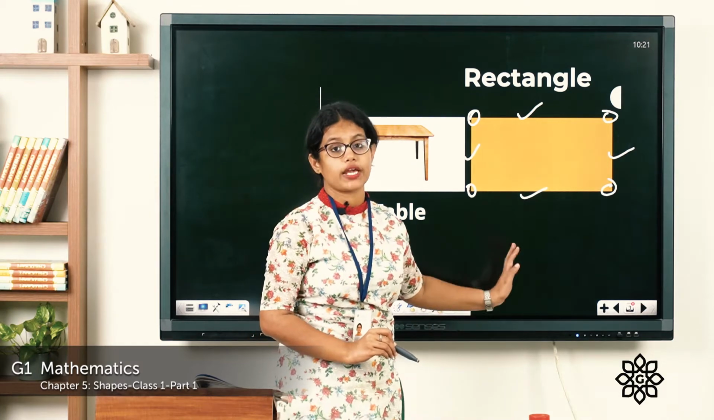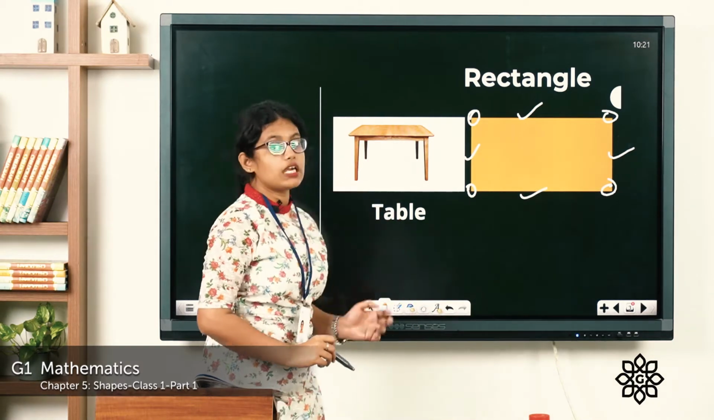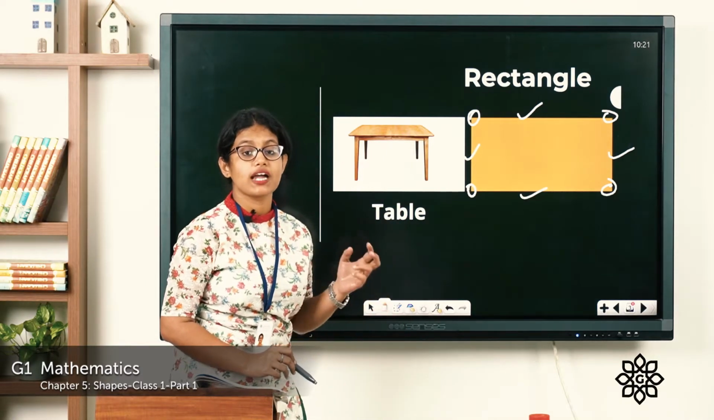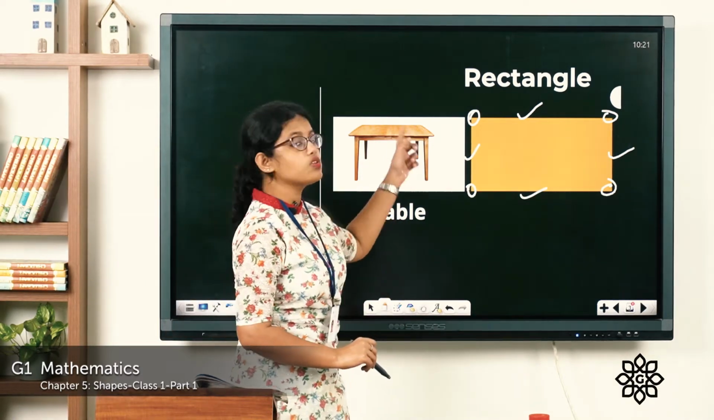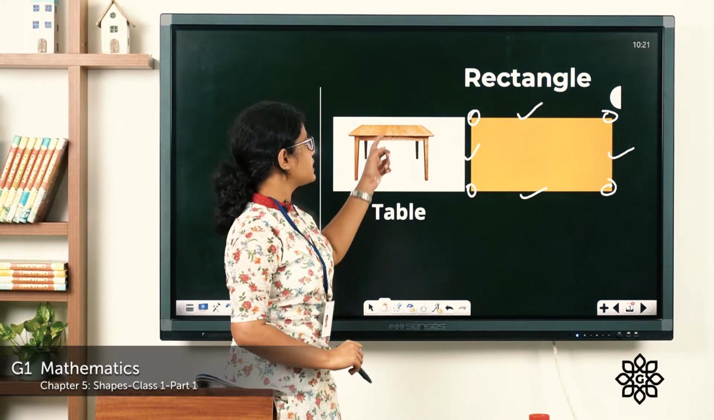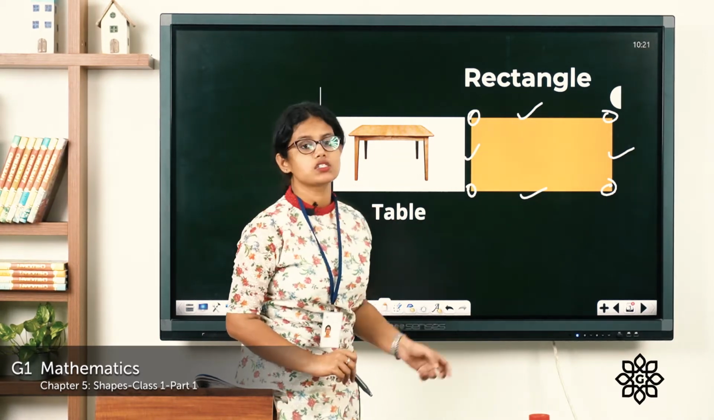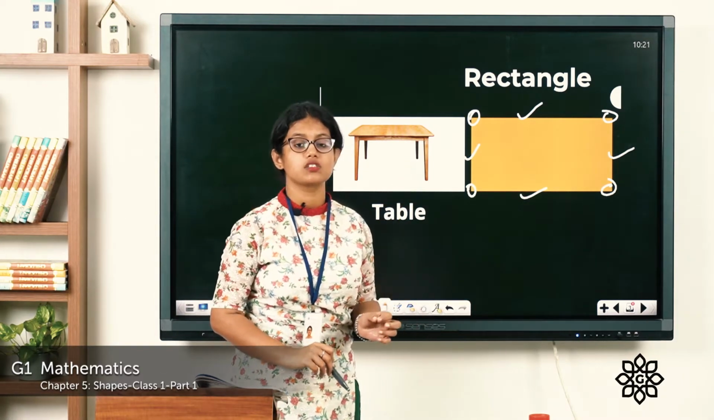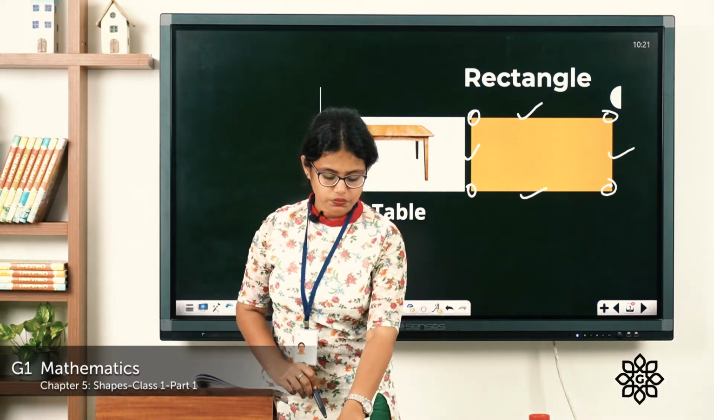So that is a rectangle. A table. This table is in which shape? It is in rectangle shape with four sides, two sides longer and two sides shorter, and it has four corners. So that is the shape rectangle.